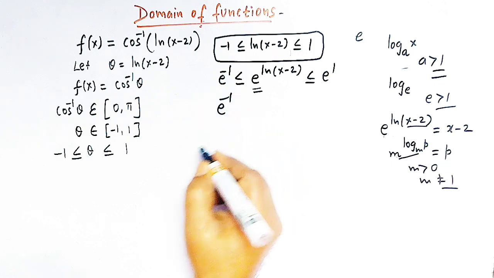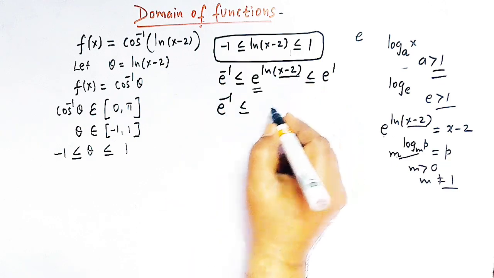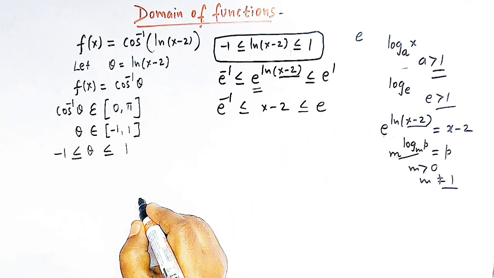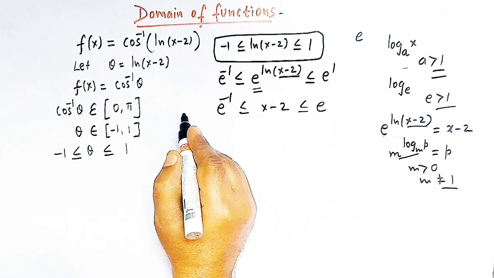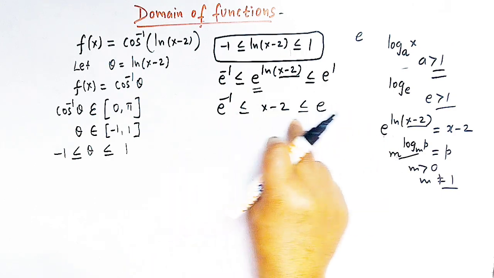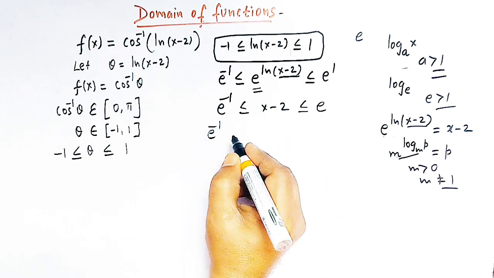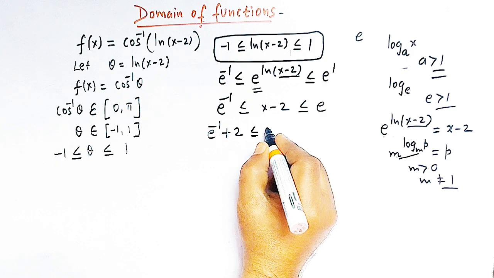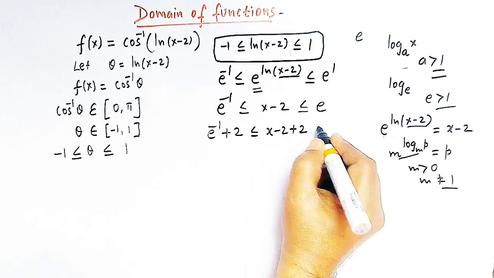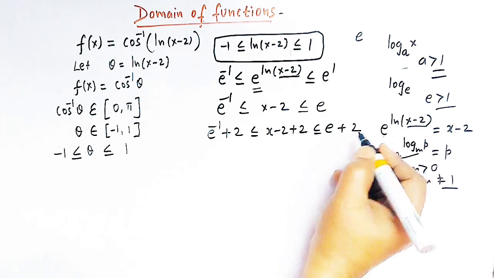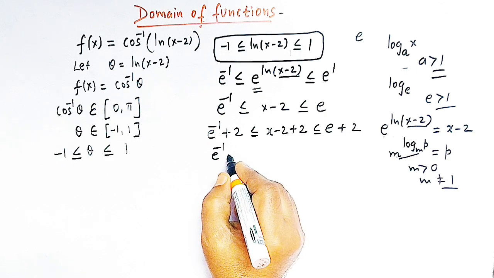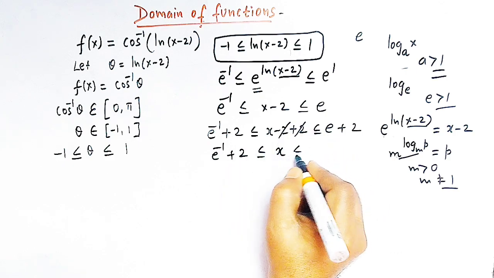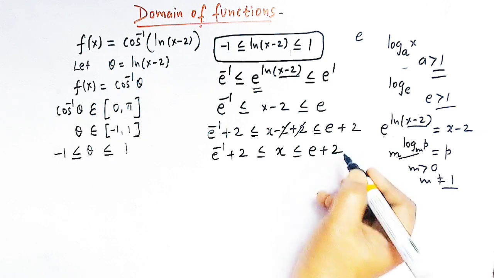So here we have e raised to minus 1, and here we have simply x minus 2, and here we have e. So now let us add 2 throughout this inequality. So we have e raised to minus 1 plus 2, and here we have x minus 2 plus 2, here we have e plus 2. So this is e raised to minus 1 plus 2, and here we have x, and here we have e plus 2.